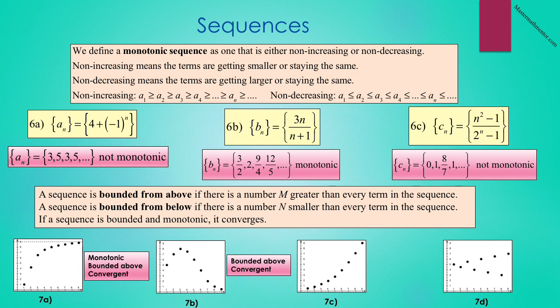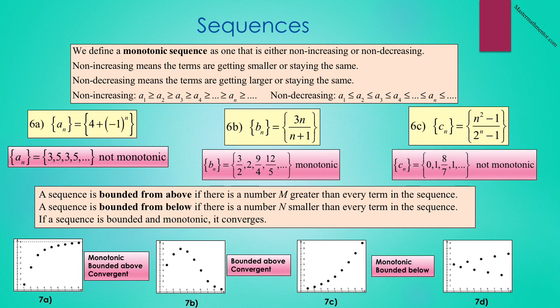In 7b, this curve is bounded from above. It does not appear that this curve will ever get above 9. It is also convergent, as we find that the limit as n approaches infinity of a sub n will be 0. But it is not monotonic because the curve increases and then it begins to decrease.